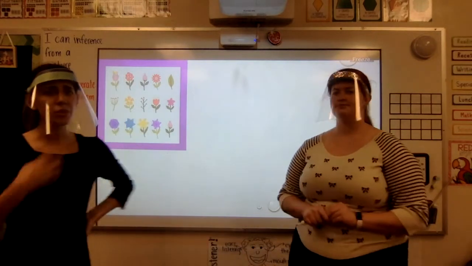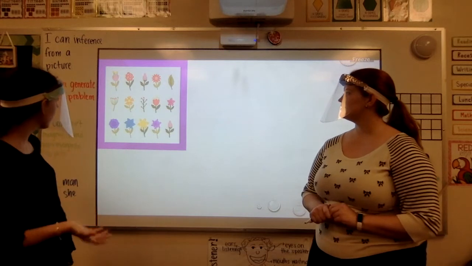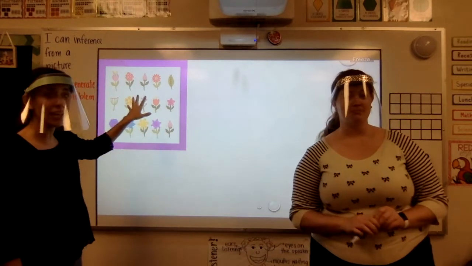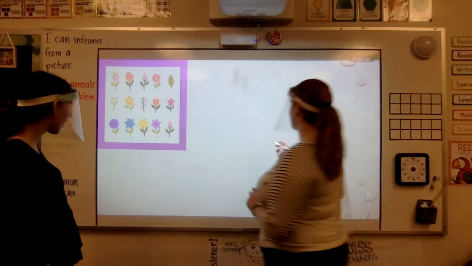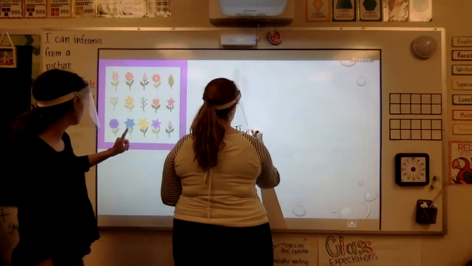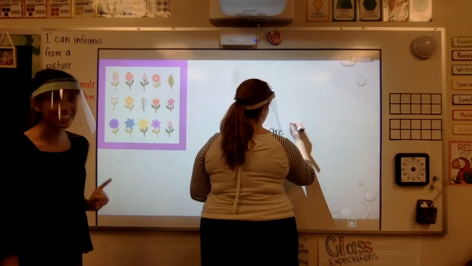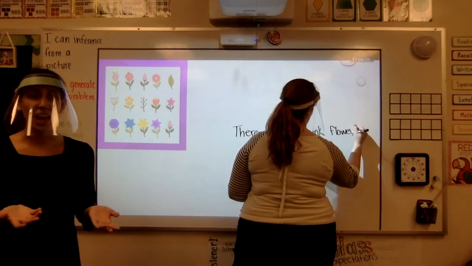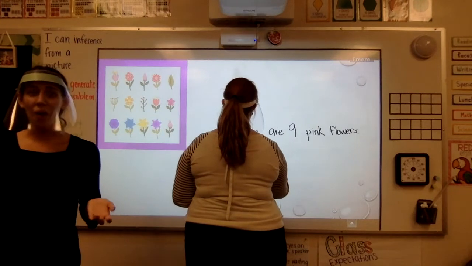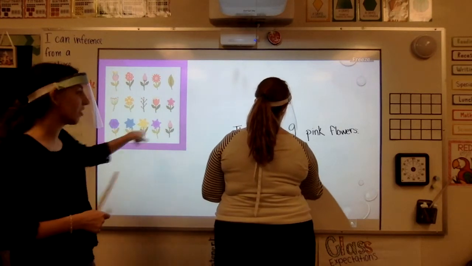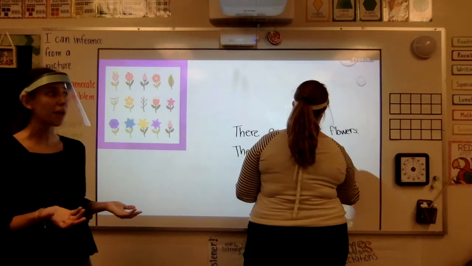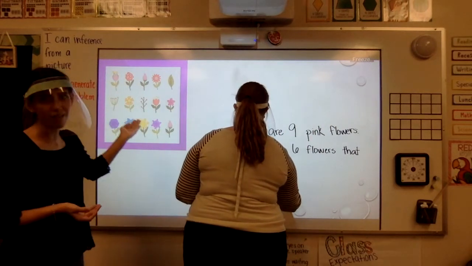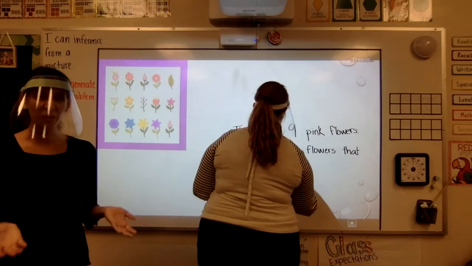Okay, so if I were to start a word problem, I could say that there are 1, 2, 3, 4, 5, 6, 7, 8, 9 pink flowers in this picture. And there are 1, 2, 3, 4, 5, 6 flowers that are not pink. And then I would have to pick a question that I would need people to solve for. So I could say, how many flowers are there all together in my picture? So you would have to add, because I said and, so you would have to add the number of pink flowers to the number of not pink flowers in order to get the sum or the total number of flowers in my picture.